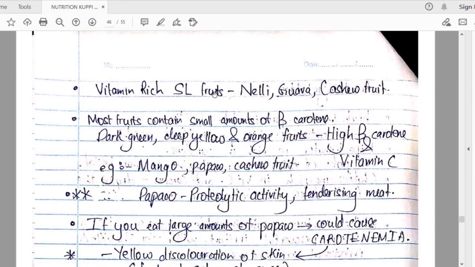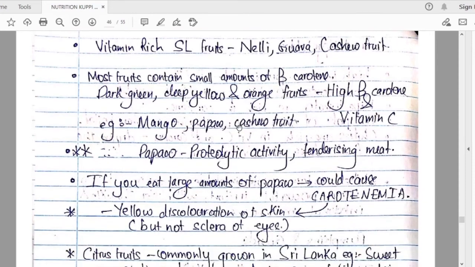Most fruits contain a small amount of beta carotene. Dark green, deep yellow and orange fruits are high in beta carotene and vitamin C. For example, mango, papaw and cashew fruit.